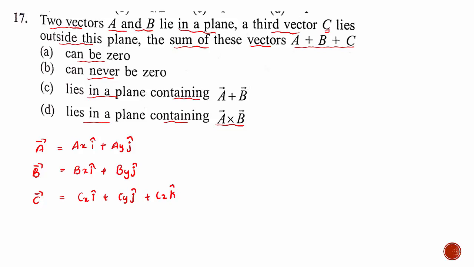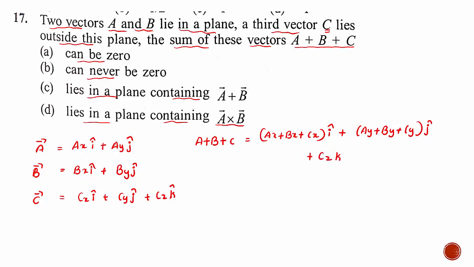Right? Because it is outside the plane. When you are going to add A plus B plus C, now you can add all these values. So here we will get the answer as it will never be 0. See here, you can observe, I can consider A plus B plus C is equal to, let us add all the values. We can write AX plus BX plus CX, remaining is what? I cap, plus AY plus BY plus CY j cap, plus remaining is what?